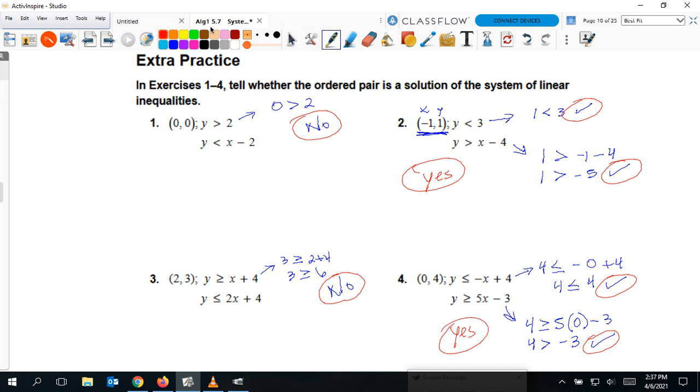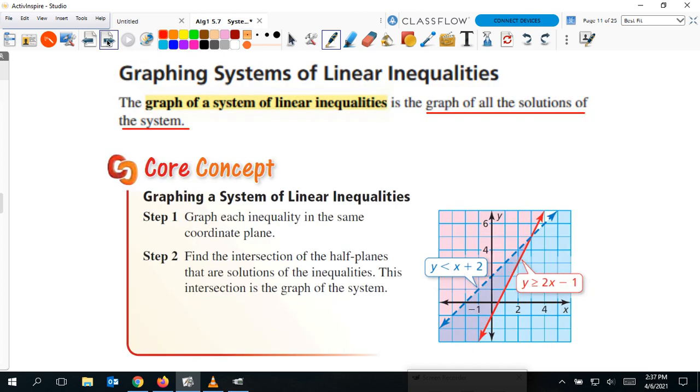All right, let's move on to the next part. So this is number 5 and 6. We're going to be looking at the graphing ones now, so let's go ahead and check that out. So back on your page 164, there's one more vocabulary that says graph of a system of linear inequalities. And what you can write there next to that one is that it's the graph of all the solutions of the system. So the graph of a system of linear inequalities is the graph of all the solutions of the system. And then right below that is a core concept.